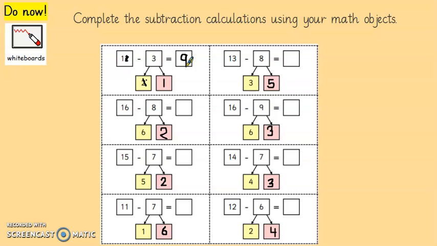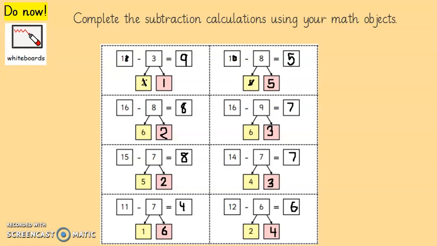Let's have another go. So 13 take away 8. I did not have 8 ones. So the first thing I do is take away the 3 ones, making it into a 10. Then I need to take away another 5, because 3 and 5 makes 8 altogether. 10 take away 5, I know that it is 5. Pause the video again and finish the rest of the calculations.